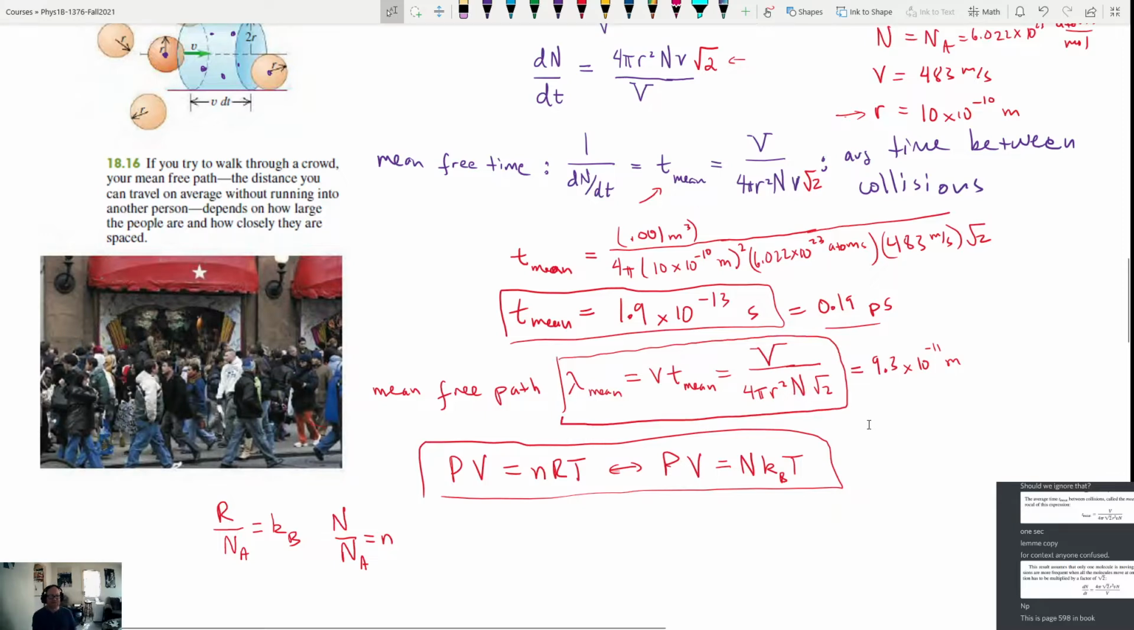So what's that equal to? Well, according to this equation here, I think there's room to write this. Volume over N would be equal to kBT over pressure, right? Does that look right?